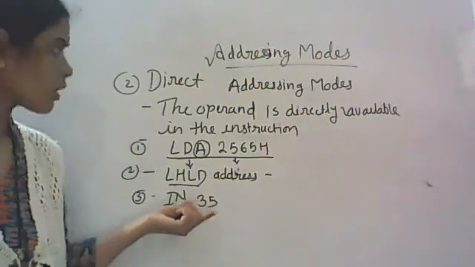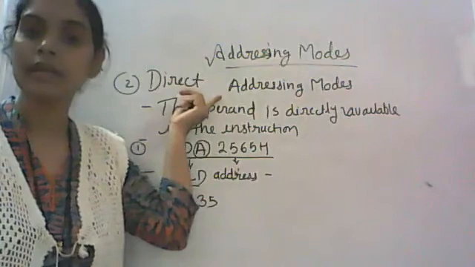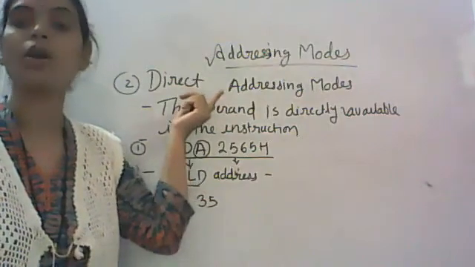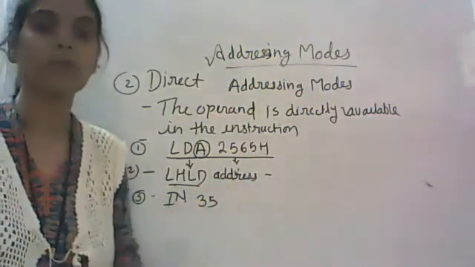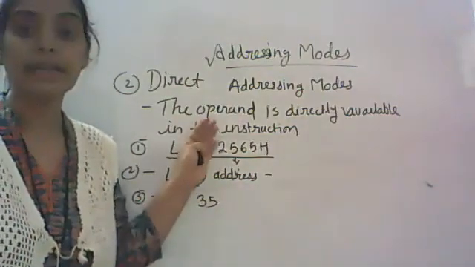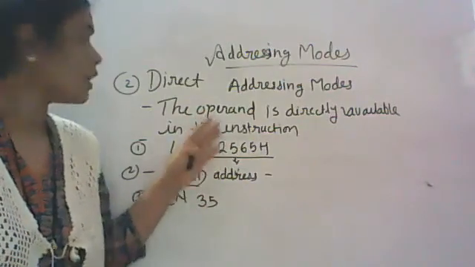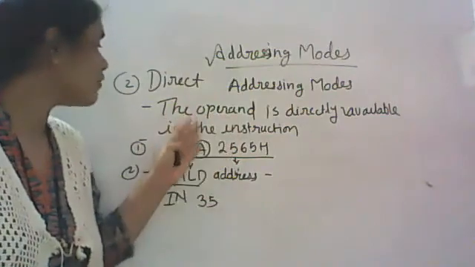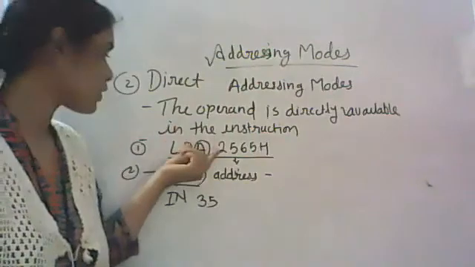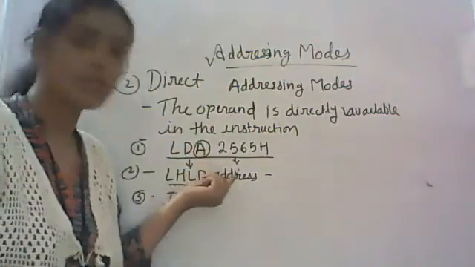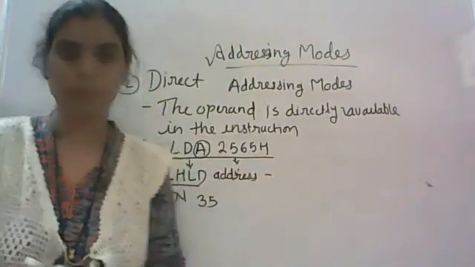Okay. Got it? What is the direct addressing mode? In direct addressing mode, the data to be operated on is available inside the memory location, and that memory location is directly specified in an operand. Okay. The operand is directly available in the instruction. These are the examples, LDA, LHLD. These are the examples of direct addressing mode.